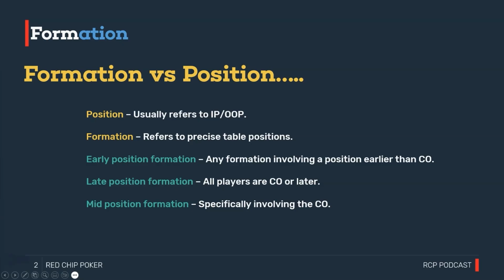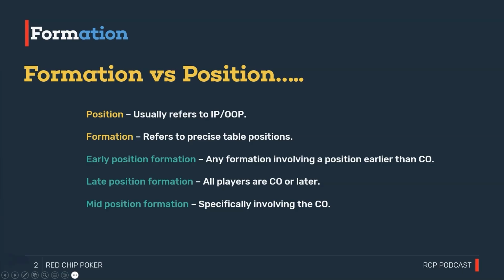We have terms like early position formation. That's any formation where one of the players involved is in a position at the table earlier than the cutoff. We have late position formation. This means that all players are either cutoff or later. Could be cutoff versus big blind, for example. And then something that's not common usage at this stage, I think there's room for the term mid-position formation. This would specifically be play involving the cutoff.